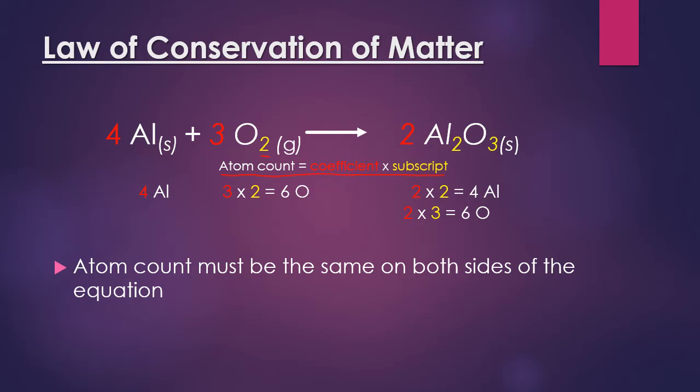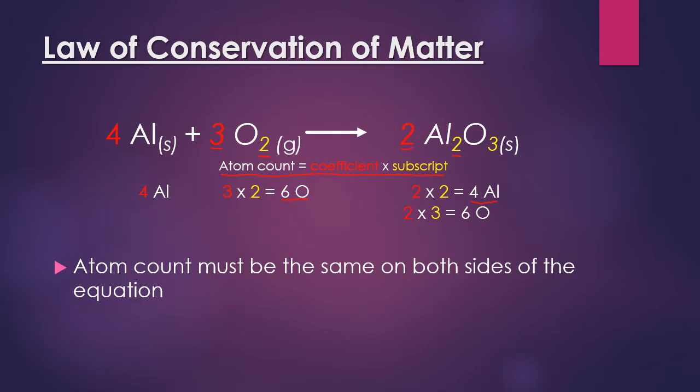For oxygen, I'm going to take that coefficient of 3 and multiply it by that subscript of 2. So 3 times 2 tells me I have 6 total oxygens on the reactant side. Now I'm going to go to the product side. I have a coefficient of 2, so I'm going to multiply it by the subscript of 2 to give me a total of 4 aluminums. So that checks out. 4 aluminums on the reactant side, 4 on the product side.